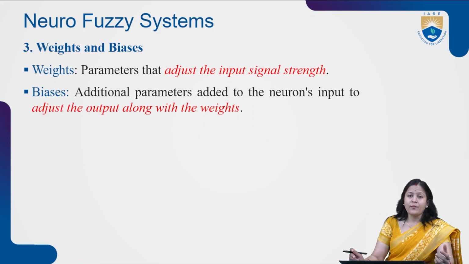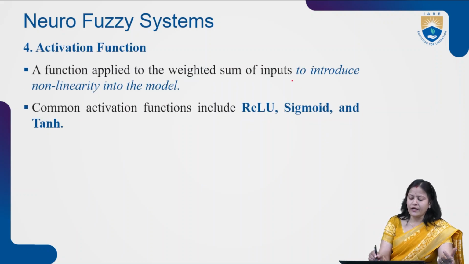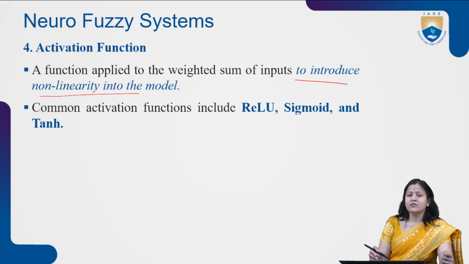Then comes the weights and biases. Weights are the parameters which adjust the input signal strength. Already I have discussed, the interconnection between two nodes consists of weights which define the strength of interconnection. And biases are the additional parameters added to the neuron's input to adjust the output along with their weights. Then the activation function, which is used to introduce non-linearity into the model. Various activation functions are used, like the ReLU function, sigmoid function, or tanh function.